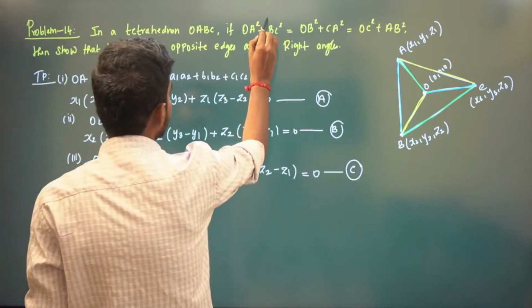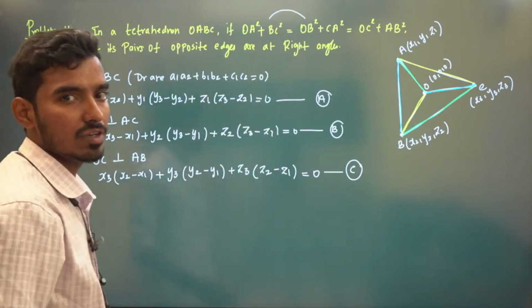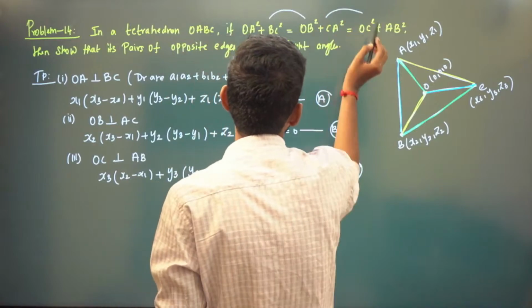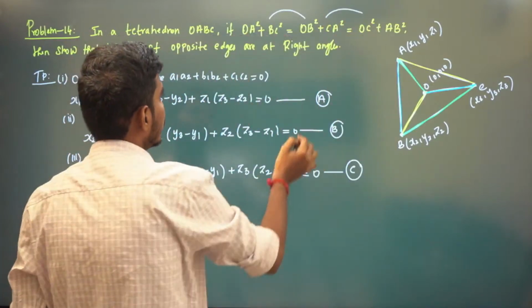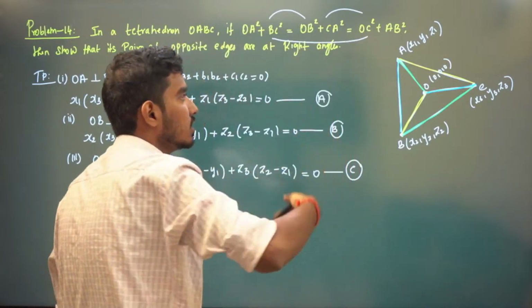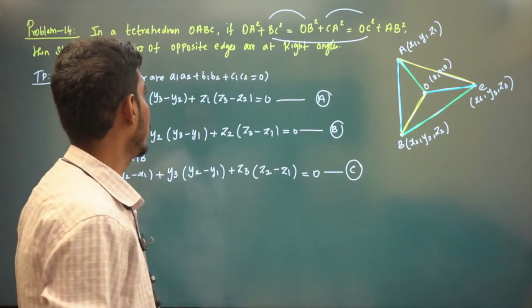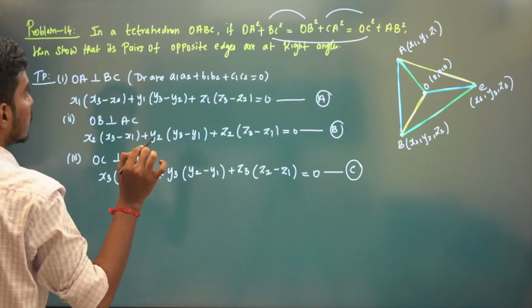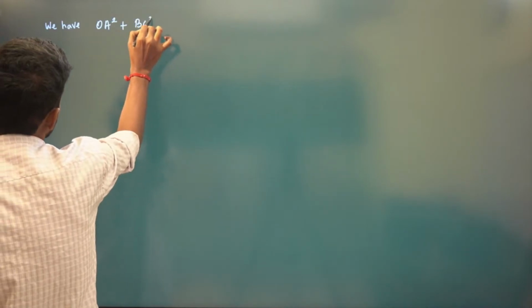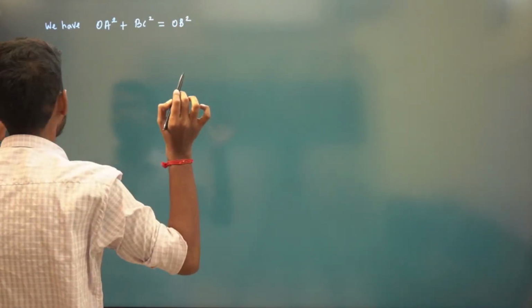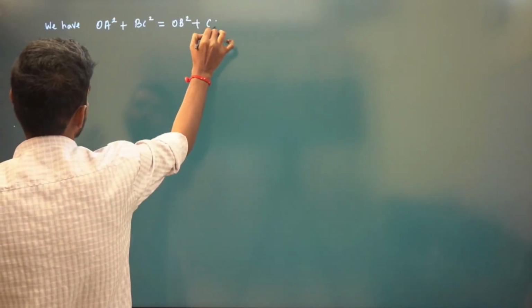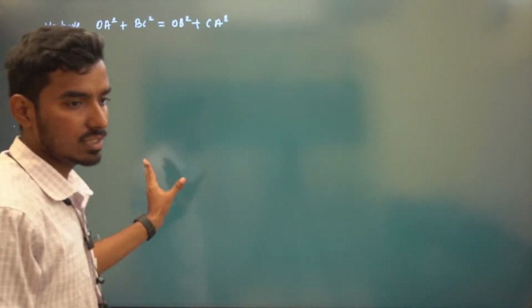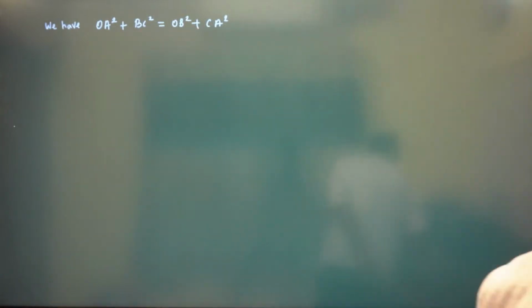So very easy. First equate this and this, and you will prove one of A, B or C. Then equate this and this, and you will prove another. Equate this and this, and you will get the other thing proved. So first equate OA square plus BC square is equal to OB square plus CA square. I'm just equating the first two terms. If you simplify this, you will get proved one of A, B or C.